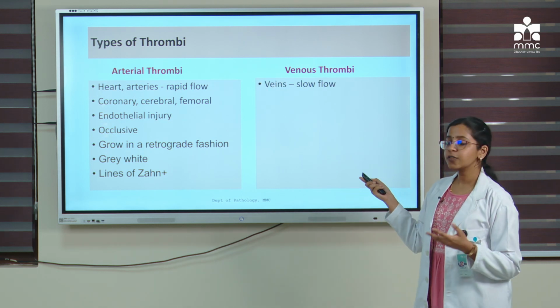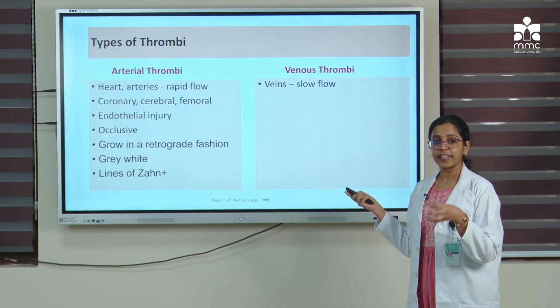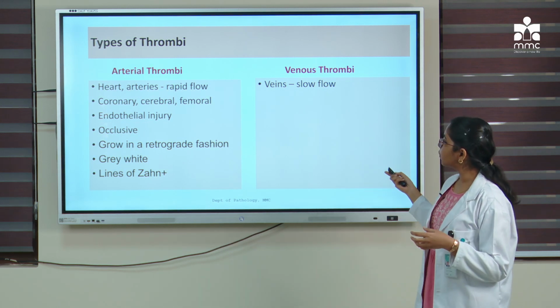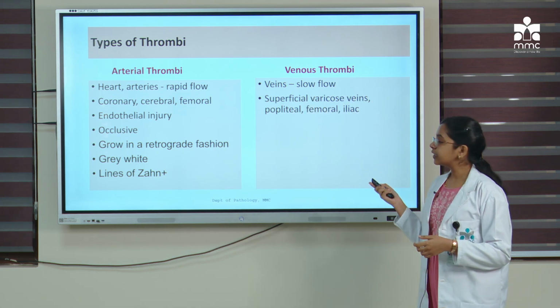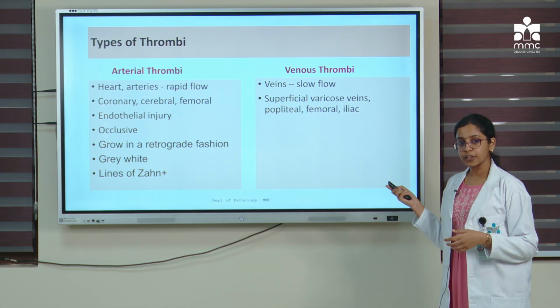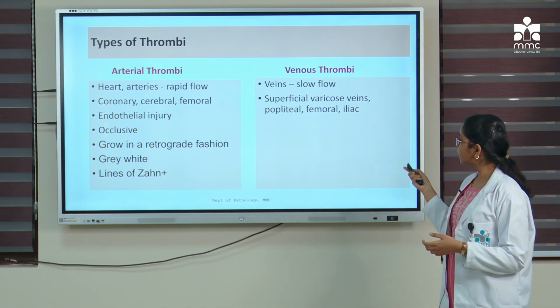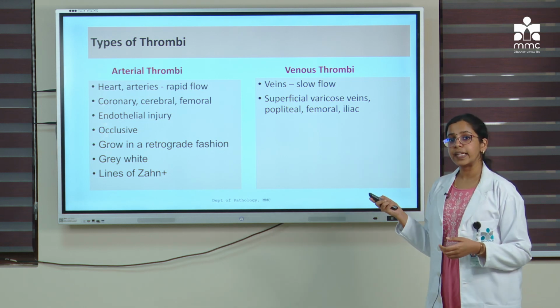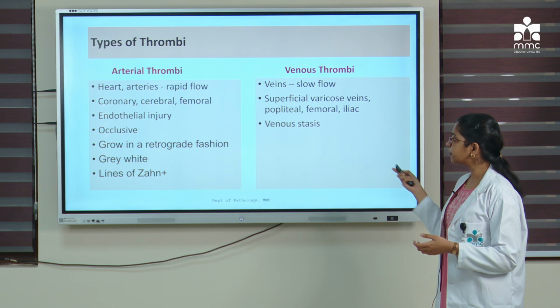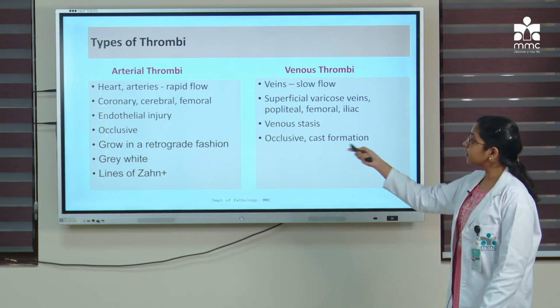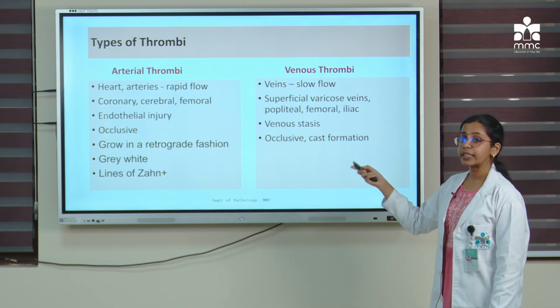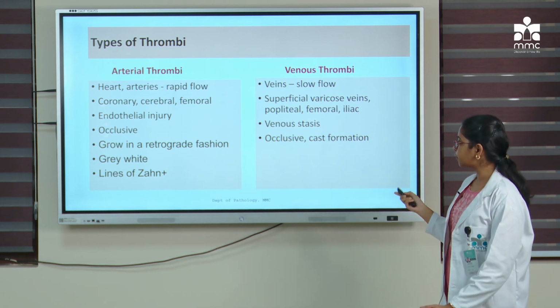Venous thrombi form within the veins themselves. Here you are going to have slow flow in the veins and you are going to develop venous thrombi there. These are the different veins in which you are going to find venous thrombi: superficial varicose veins, popliteal vein, femoral vein, and iliac vein. So the main etiology behind venous thrombi is venous stasis, whereas in arterial thrombi it is because of endothelial injury. This is very important to know, the differences there.